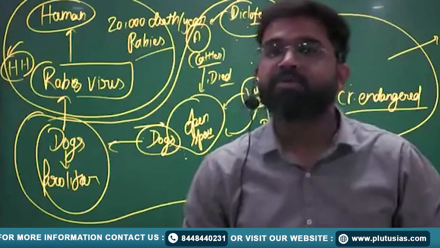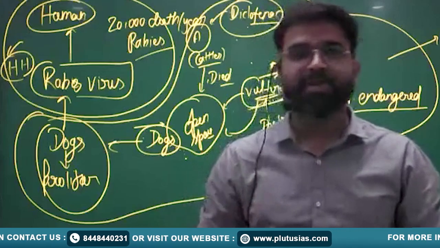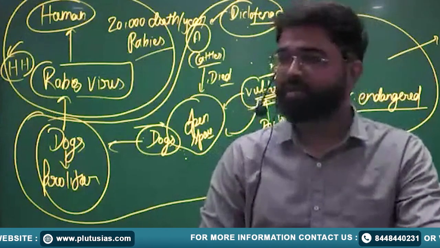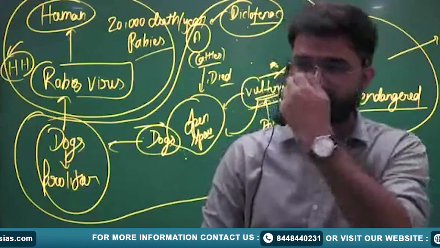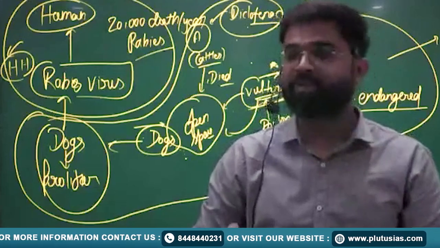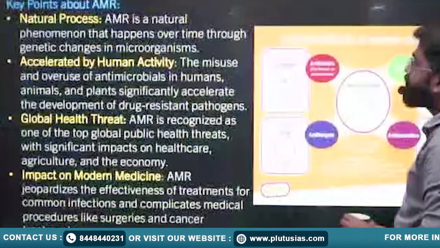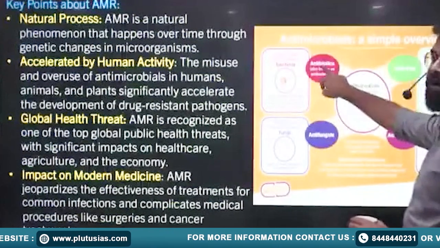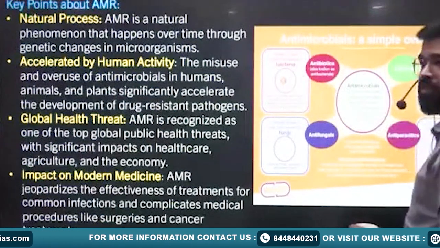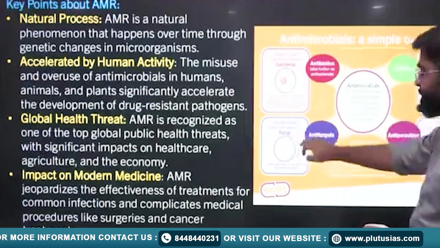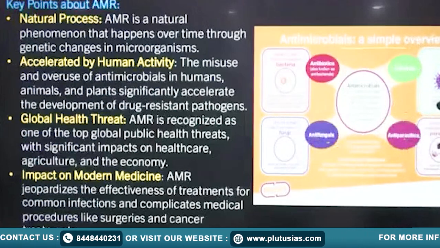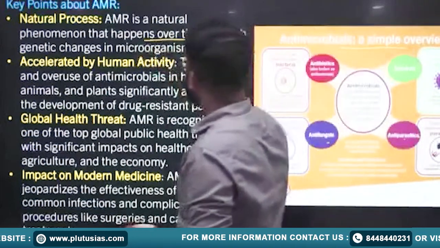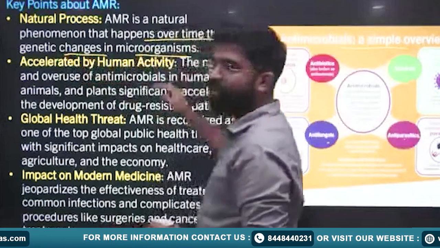After class, give the questions on these topics. Basically, whatever topics we are discussing today are not important for mains. These are important for prelims, basically. Yeah, but one health approach can be asked in mains. So key points on AMR. Like antimicrobial, a simple overview. Antibiotics for bacteria, antivirals for viruses, antifungals for fungi, and antiparasitics for parasites. Natural process: AMR is a natural phenomenon that happens over time through genetic changes in the microorganism. Why?